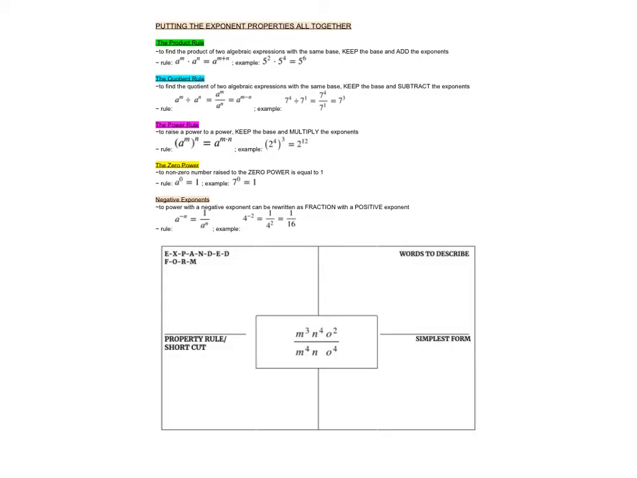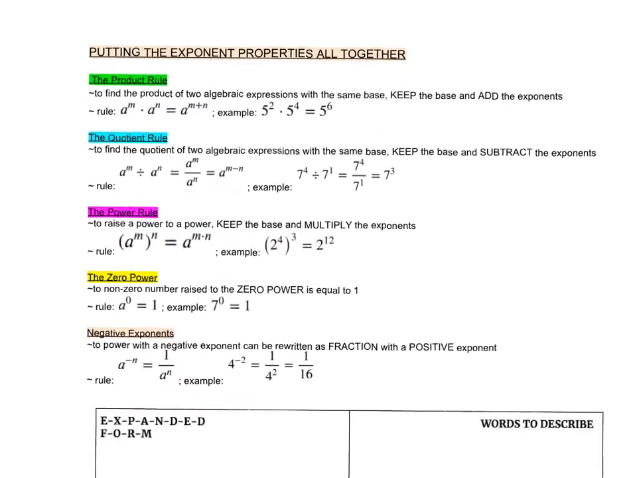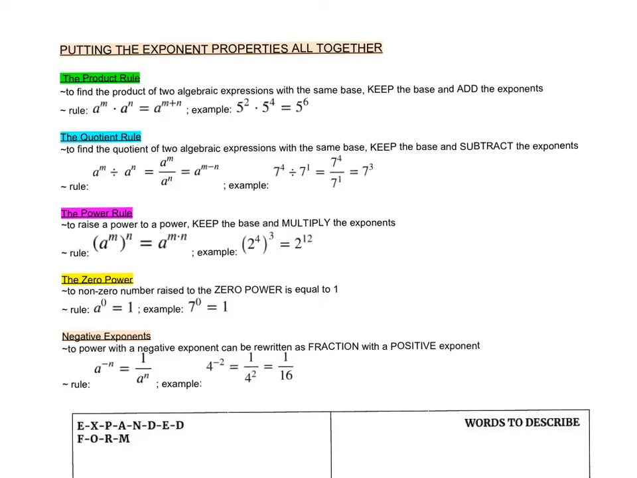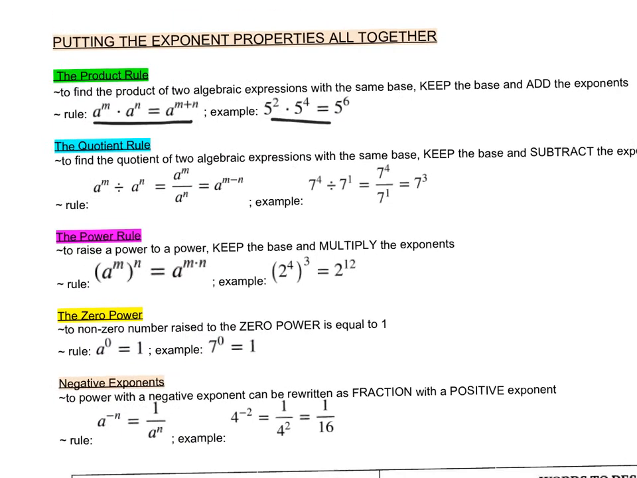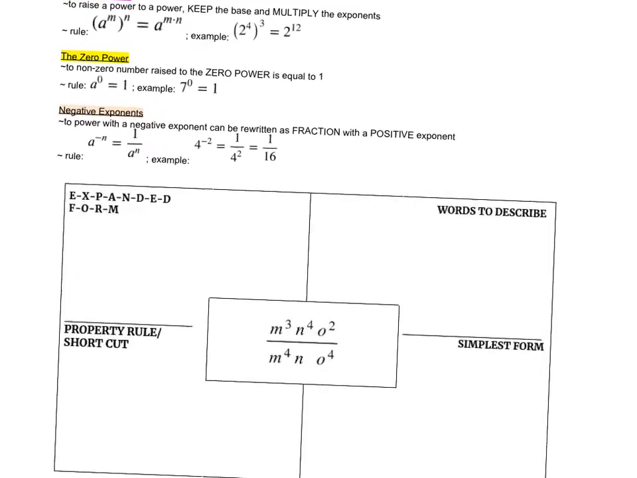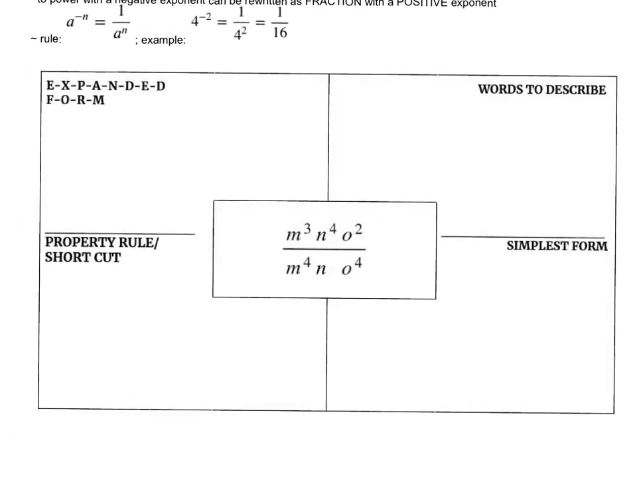So what we've done here is up top we have all of the properties that we've discussed so far, and they're all summarized with the rule in algebraic terms and then an actual example. So we have the product, the quotient, the power rule, the zero power, and negative exponents. So that's just a reference for you. Let's take a look at our first Frayer model.